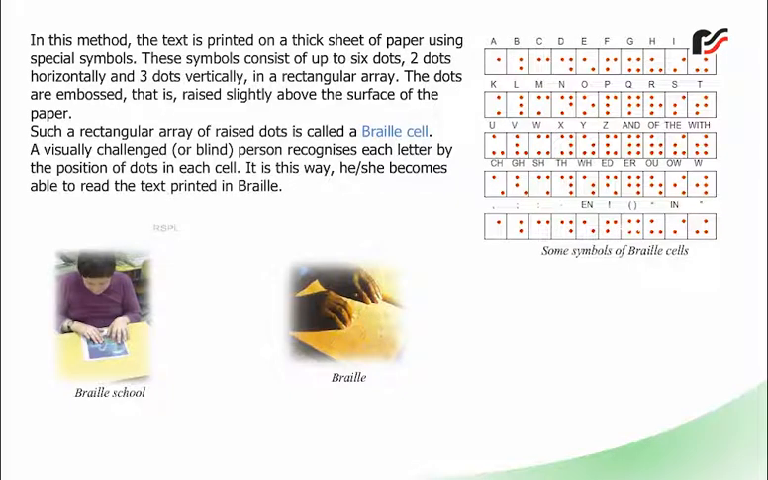Such a rectangular array of raised dots is called a Braille cell. A visually challenged or blind person recognizes each letter by the position of dots in each cell. It is this way she becomes able to read the text printed in Braille.